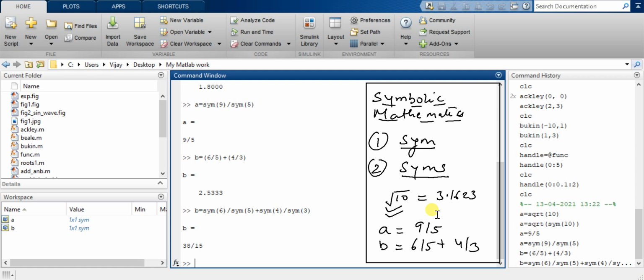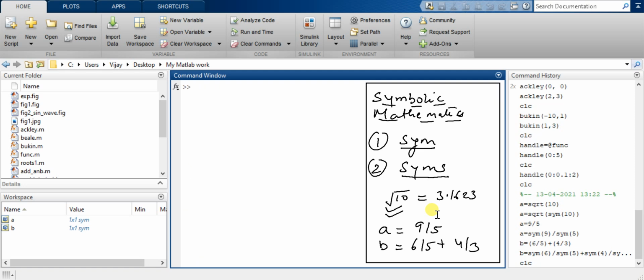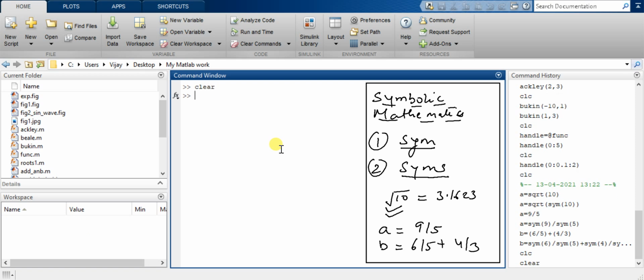Now let's try to do some mathematical computations using symbolic mathematics. Calculus using symbolic mathematics. Now the first one is differentiation. If we want to find the differentiation of any time signal, let's start by first wiping out the screen, clearing the workspace, and clearing the command history.